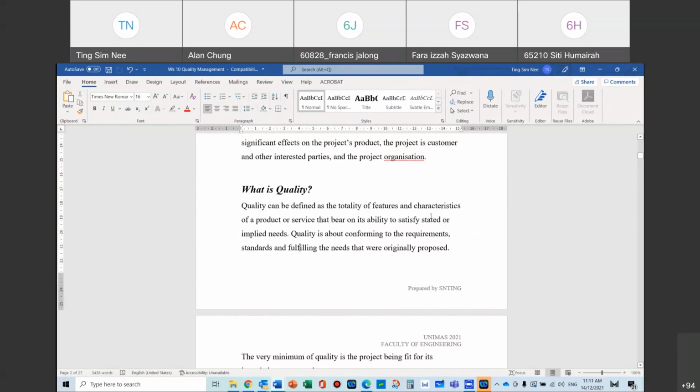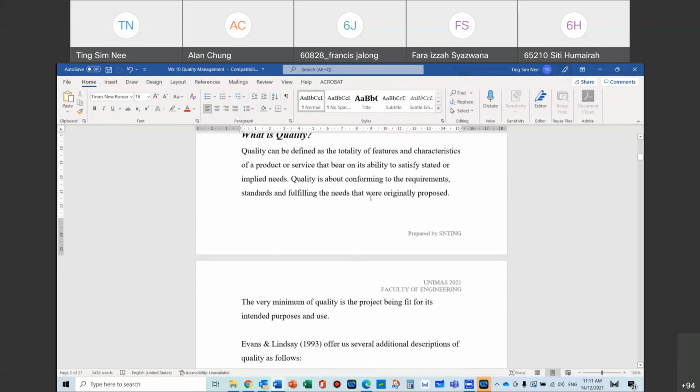You need to know what the client wants. So quality is about conformance to requirements, standards, fulfilling what was originally proposed. You see, there are many layers here. Many layers. You don't read a sentence and say, okay, it's about features, about characteristics. It's not like that. You don't read and say, okay, it's about standards and requirements.